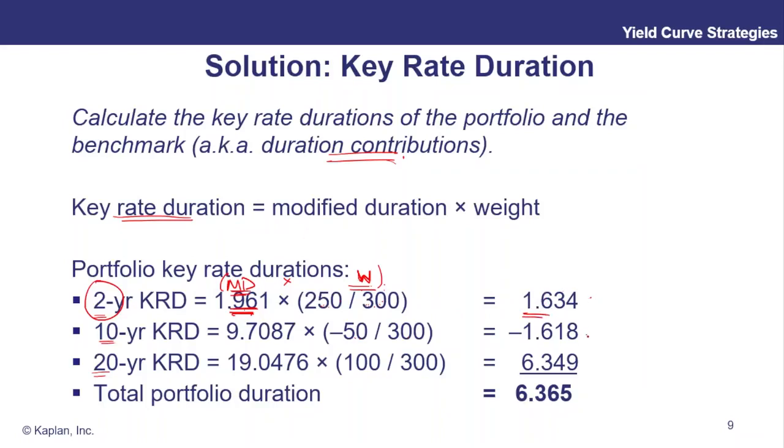These are the key rate durations, which are really the weighted modified durations at each maturity. Sum them up and you'll get the total portfolio modified duration, 6.365. Now, the question was, calculate the key rate durations. We've done that. And the overall modified durations for both the manager and the benchmark.